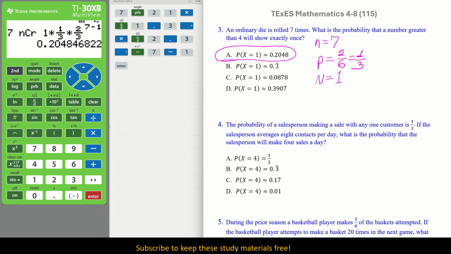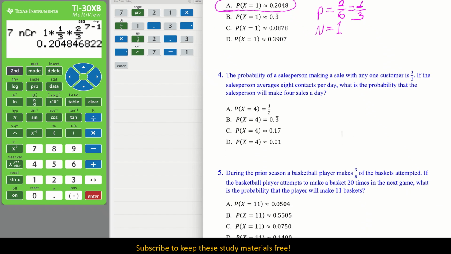As you can see, there is also notation that would be appropriate with this: the probability of x equals 1, where x is our number of successes. All right, let's look at number 4.